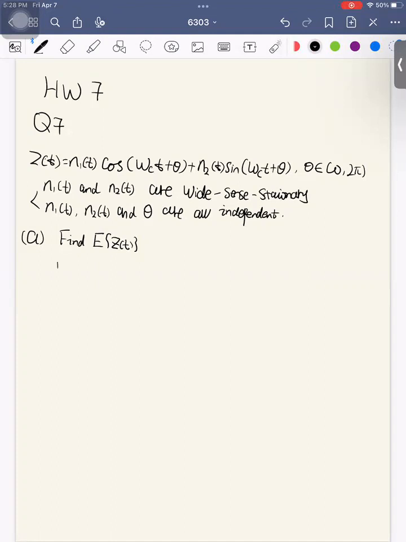So first thing, when we know these two are wide-sense stationary, then we will have this property in here. That means these are constant, which is true for n2 as well. n1 and n2 for this is a constant. Now let's write the expression for EZT.